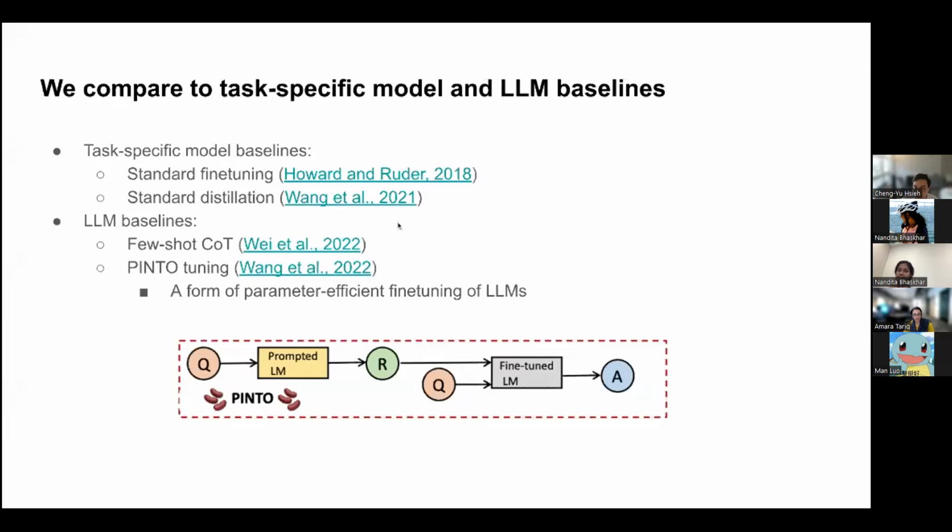Specifically, this corresponds to the earlier mentioned approach of treating the large language model's output rationale as the additional input to fine-tuning a smaller model. So here we can consider this an approach where we are adding a tunable set of parameters on top of the large language model's output. So in another view, it's a way of parameter-efficient tuning for large language models.